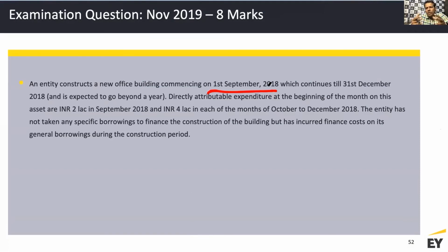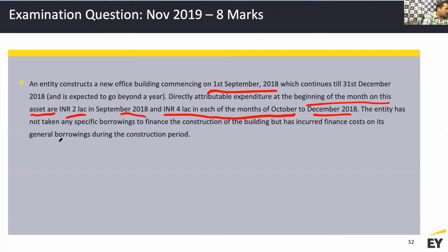It means that it is a qualifying asset. It's going to take more than 12 months. Directly attributable expenditure at the beginning of the month on this asset, beginning of the month means 1st of September, is INR 2 lakh in September and INR 4 lakh in each of the months of October to December. So we are incurring this cost at the beginning of each of these months.